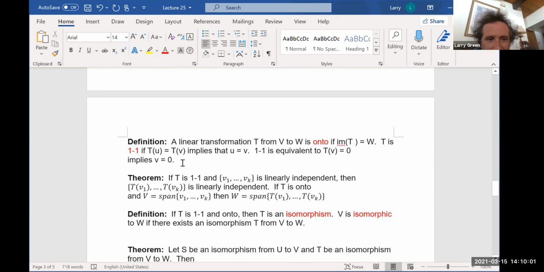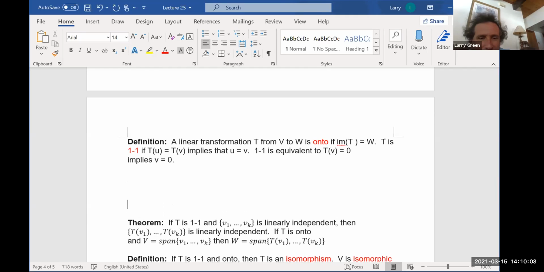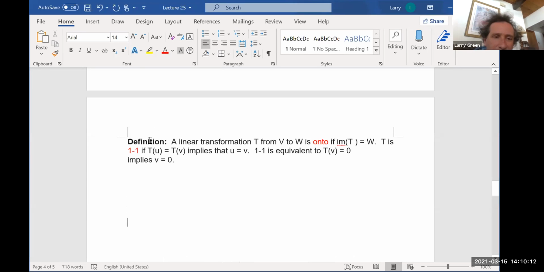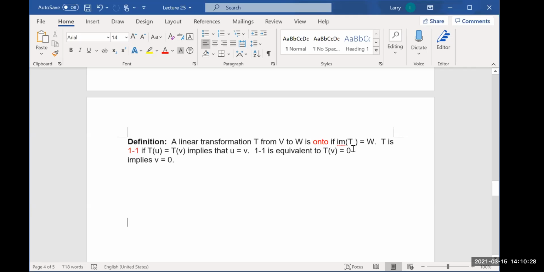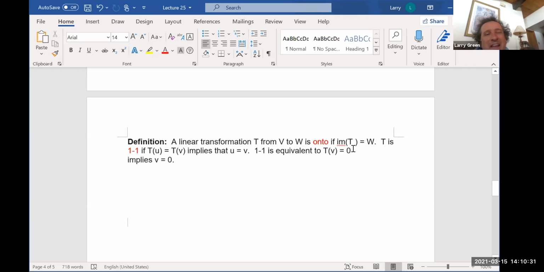Okay, now comes the next section. We're moving into the second section, and I have a definition that you've already seen before. You just haven't seen it in this setting. A linear transformation T from V to W is onto if the image of T equals W. Have you seen this definition before? Yep, it's exactly the same. The only difference is the way we think about it. Now we're not thinking of V and W being in Rn. We're just thinking of V and W as general vector spaces. But it's exactly the same wording.